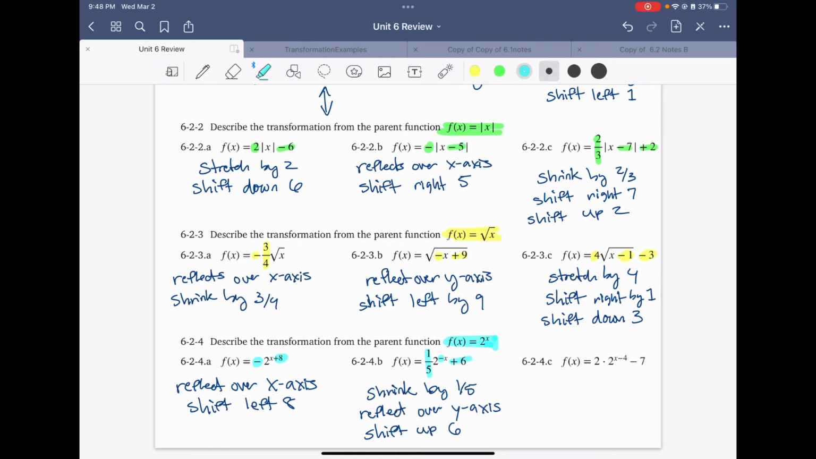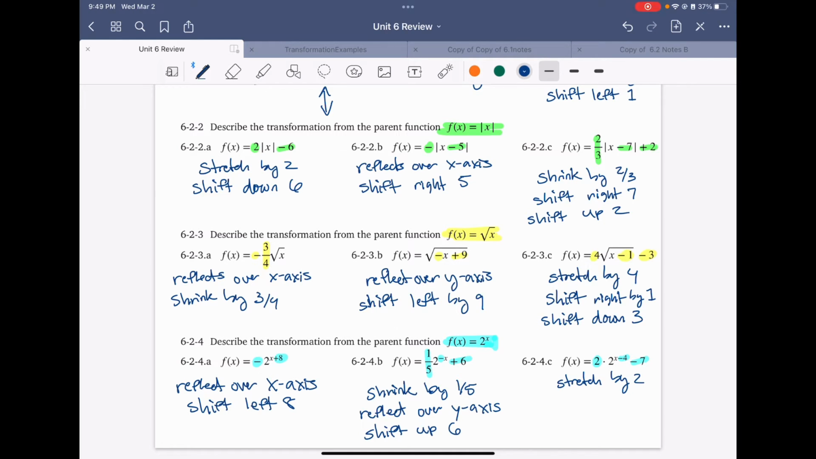All right, last one, things that are different. I have a 2 in front. That's not the 2 that's part of the equation, that's another 2 that's multiplied in front. And then I have -4 in my exponent space and -7 at the end. All right, so that 2 that is in front, that's not part of my original 2 to the x, that 2 is going to be a stretch by 2.